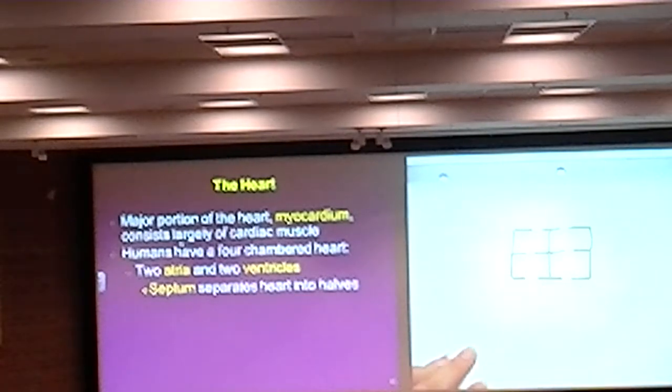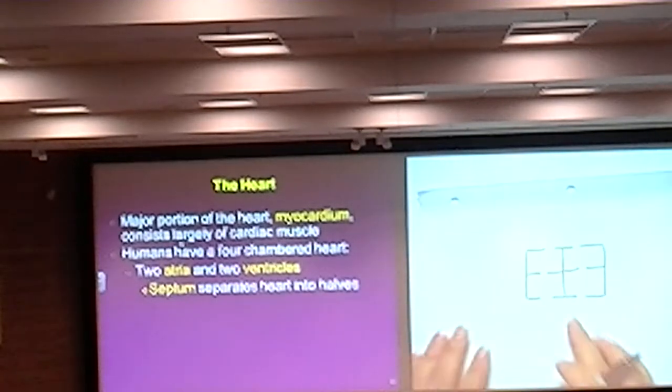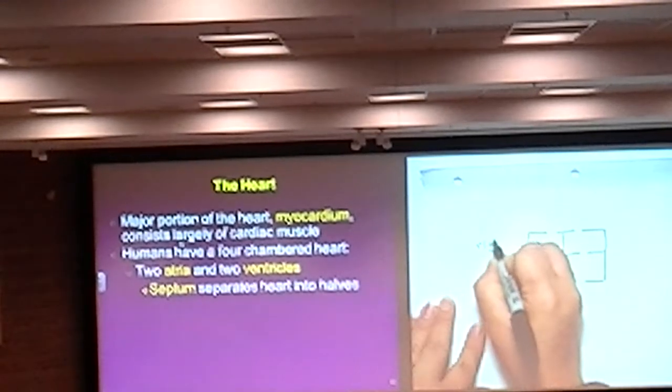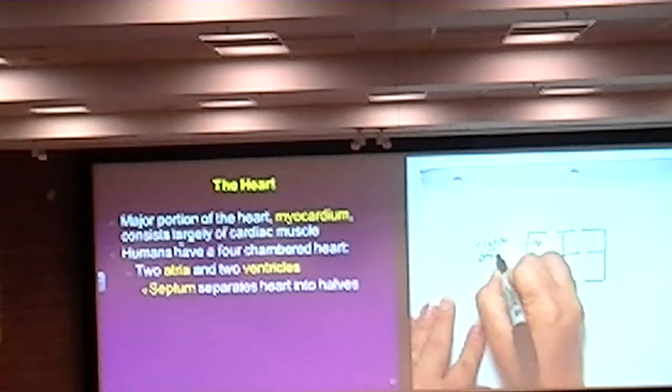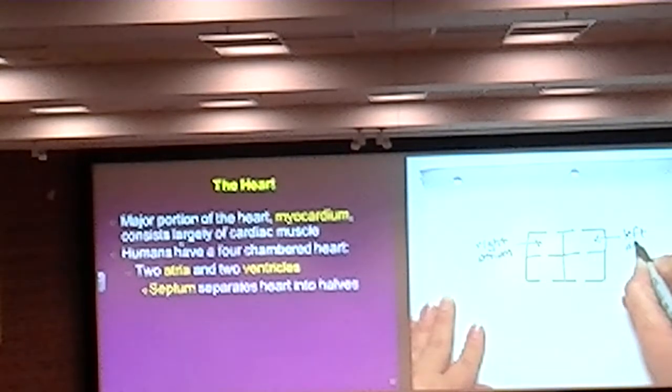Now, when you look at this heart, you have to imagine that this is somebody's heart in their body. So my right side is the right side of the heart, not your right side. And the left side of the heart is my left side, not your left side. So when you look at this, it's as if you're looking at somebody else's heart. So the right atrium is this chamber right there. And the left atrium is over here.